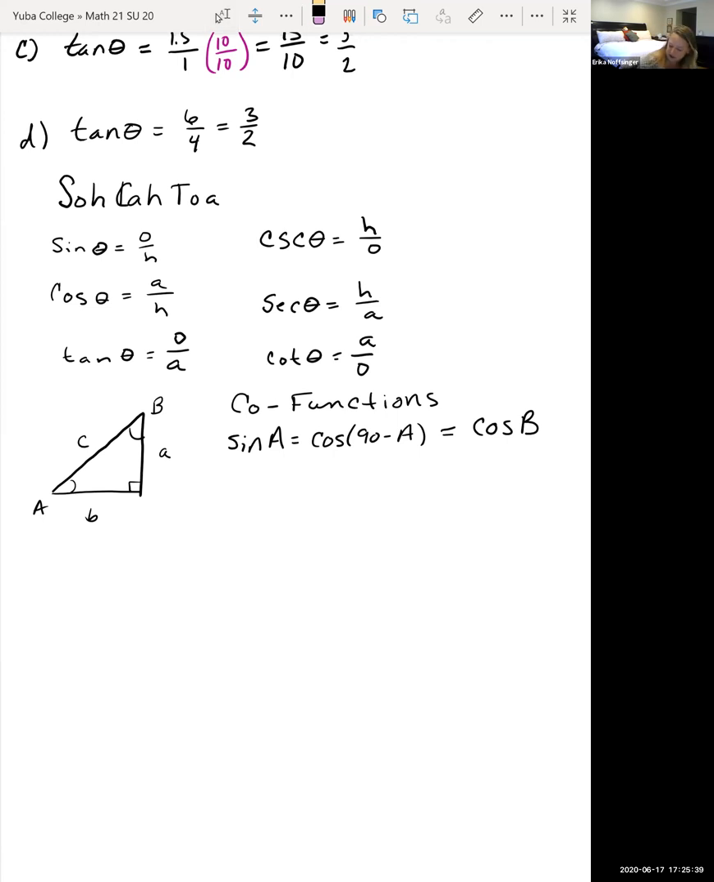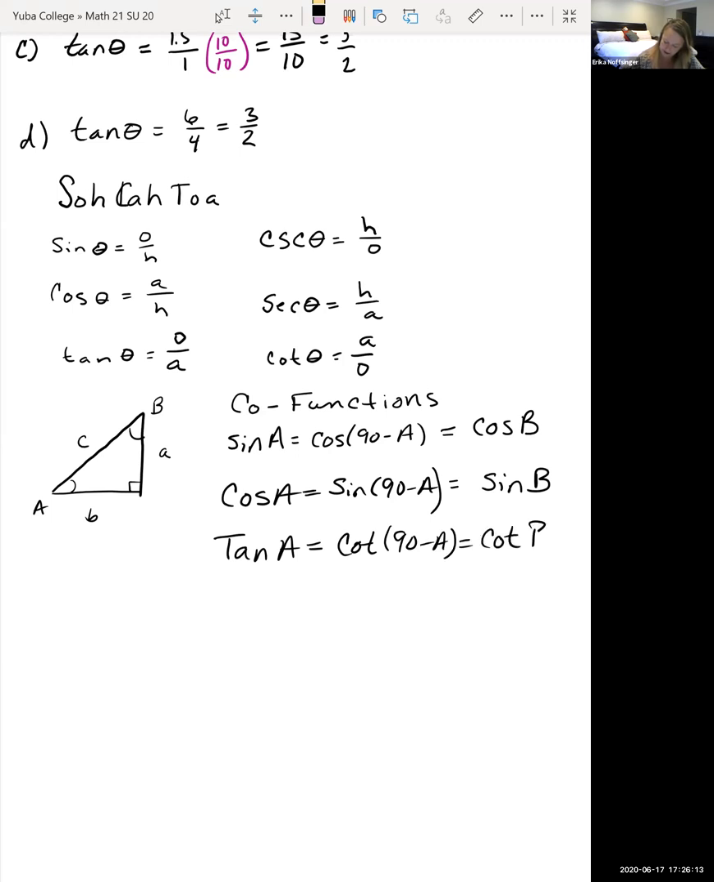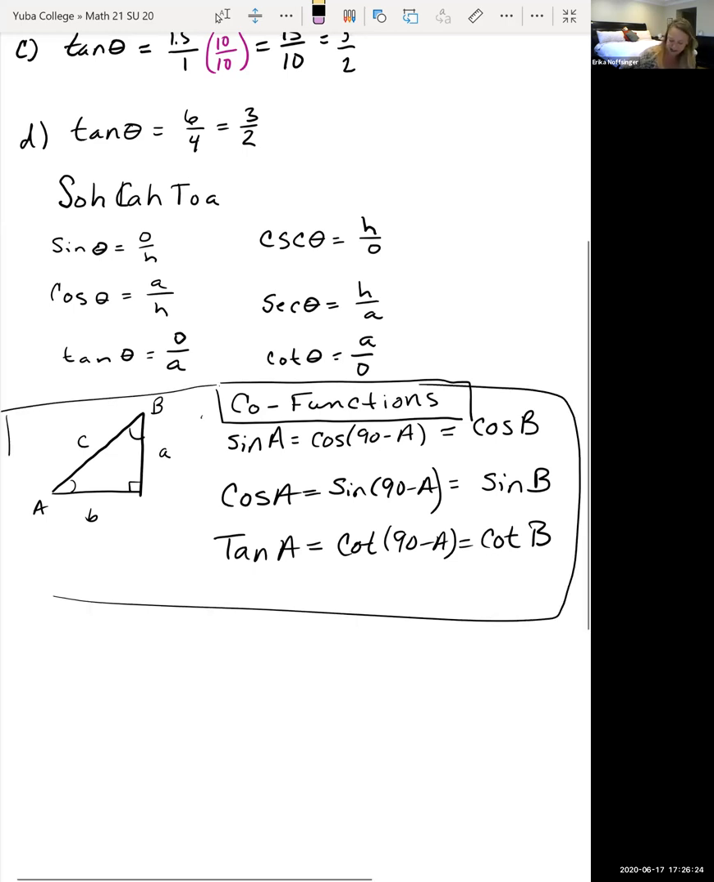Okay, so you guys remember this? So cosine of A, this was the same thing as sine of 90 minus A, or the same thing as sine of angle B. Tangent of A is actually equal to cotangent of 90 minus A, which is equal to cotangent of B. And you could verify that by looking at the triangle and doing the ratios of sides. And we showed that yesterday.